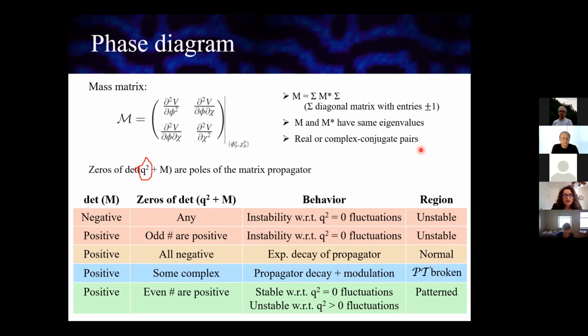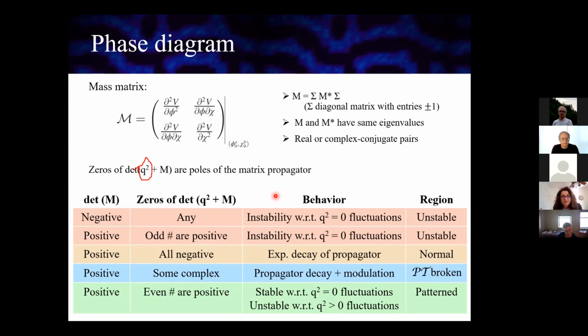So what do we get? If the determinant of M is negative, of course, things are going to go bad. It's going to be unstable. We get the same thing happening if we have a positive determinant of M and some odd number of zeros of this determinant are positive. We're going to get this exponential growth in the propagator, which means things are just poorly behaved, unstable.